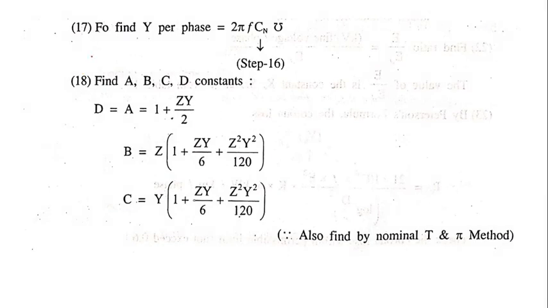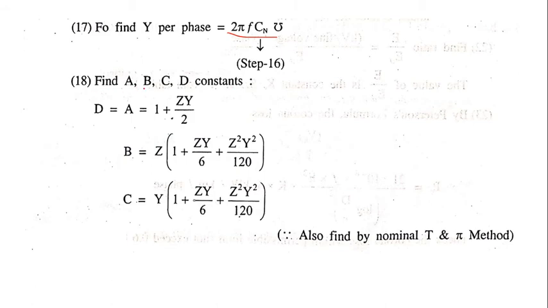Now the next step is to find the Y per phase, that is 2 pi f Cn. This is the value of Y, step number 16. So Cn is found from the previous step, and right now in the 17th step we are finding the value of Y. And now it is time to find the ABCD parameters, because we have our Z and Y.